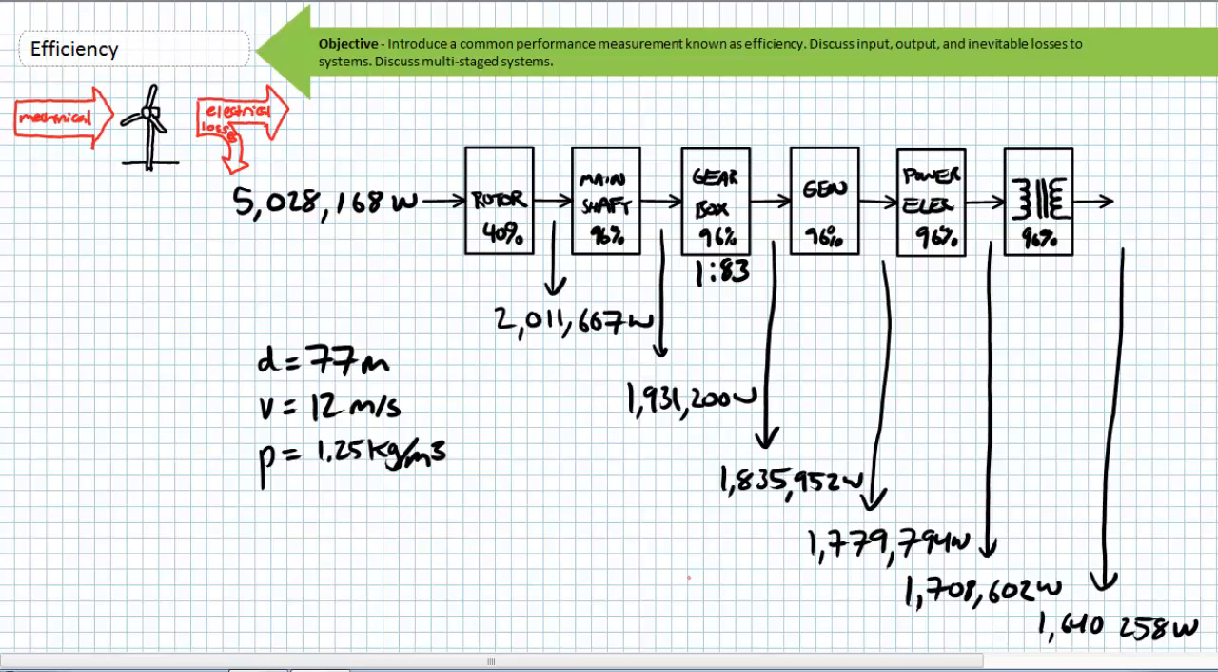Anyways, in this case, we're going to model the wind turbine as a set of stage subsystems, where each subsystem has an efficiency measurement. Our cascaded system consists of a rotor, the main shaft, the gearbox, the generator, high-speed shaft combination, the power electronics, and finally the transformer. I've already got the figures written out here, but just play along as we go through this example.